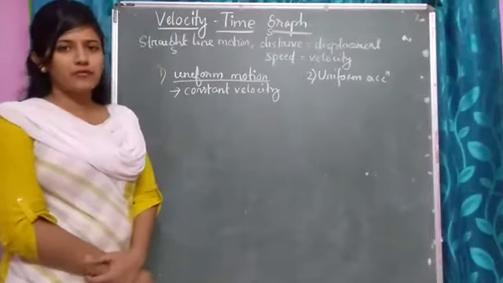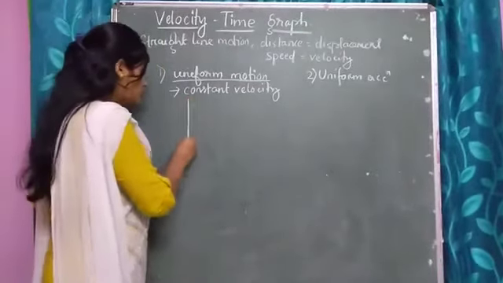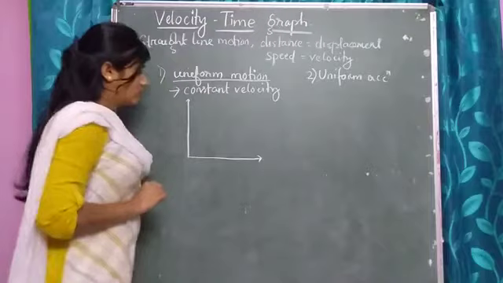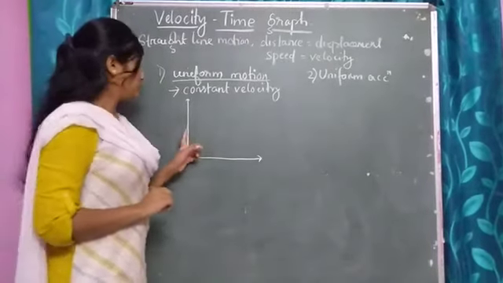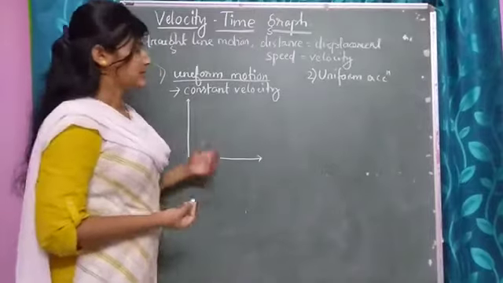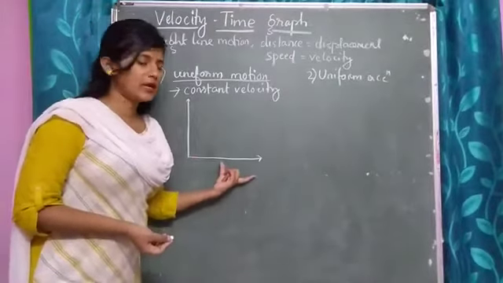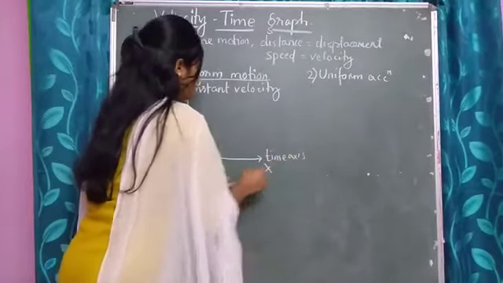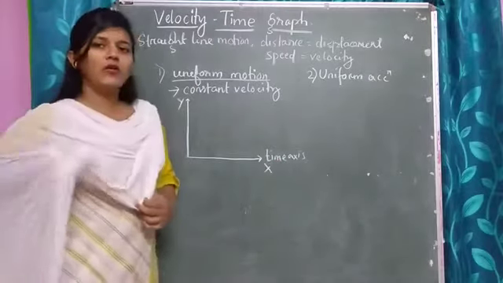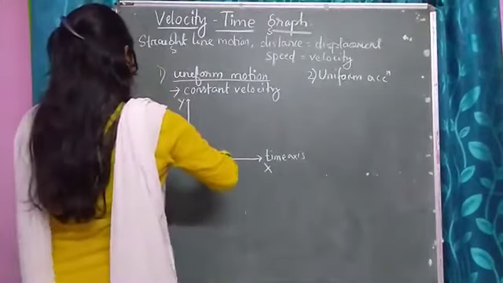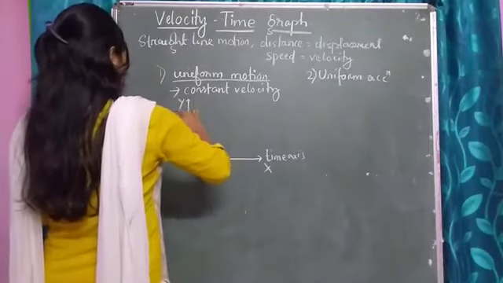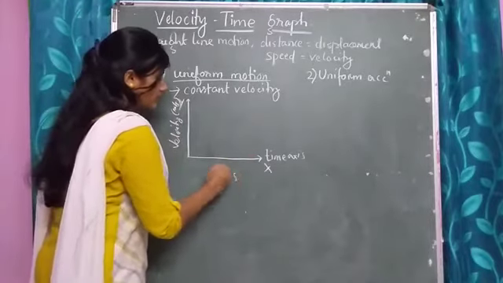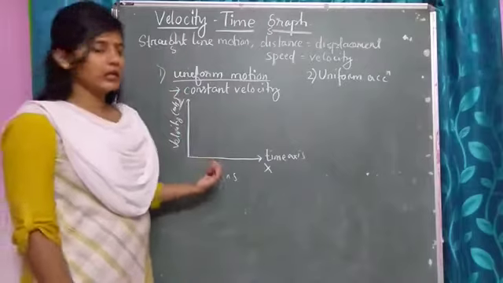Then what will be the graph? The graph will obviously be a straight line which is parallel to the time axis. As I had already discussed, the time axis is taken along the x-axis and the other one along the y-axis. So this one will be my velocity, in meter per second, and the time t in seconds. So what will be the nature of the graph?